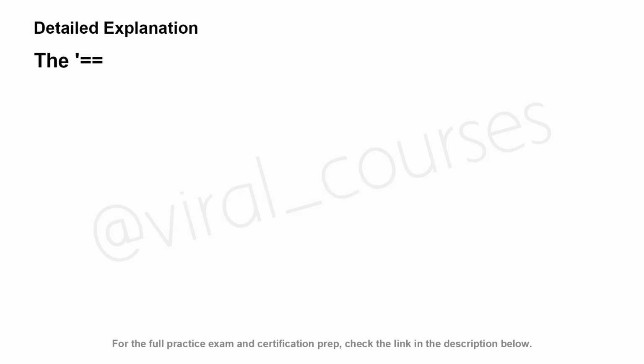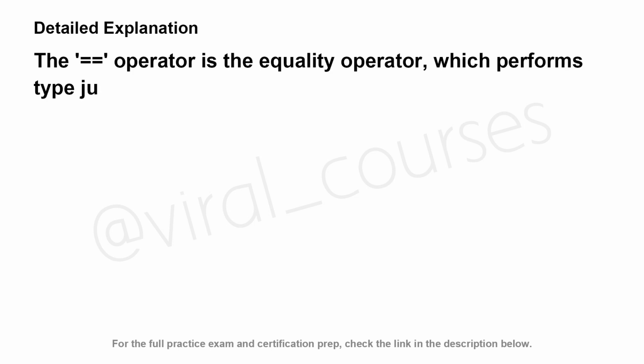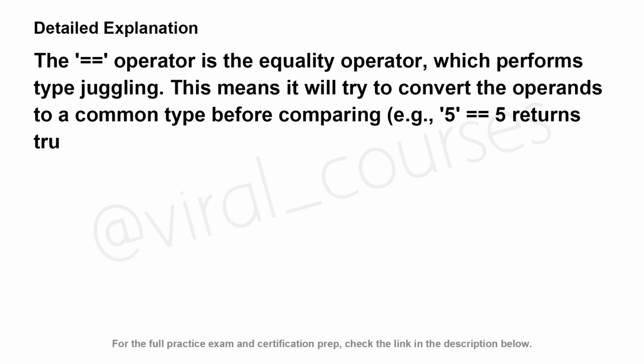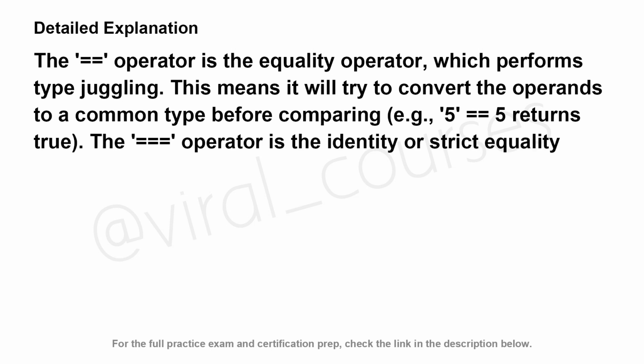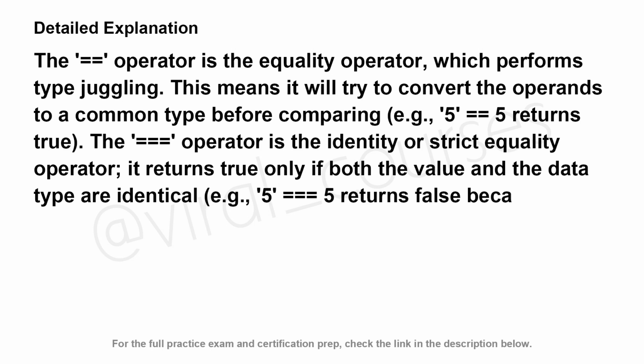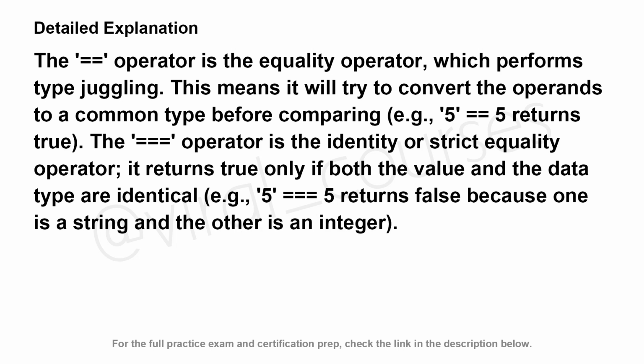The == operator is the equality operator, which performs type juggling. This means it will try to convert the operands to a common type before comparing. For example, 5 == "5" returns true. The === operator is the identity or strict equality operator. It returns true only if both the value and the data type are identical. For example, 5 === "5" returns false because one is a string and the other is an integer.